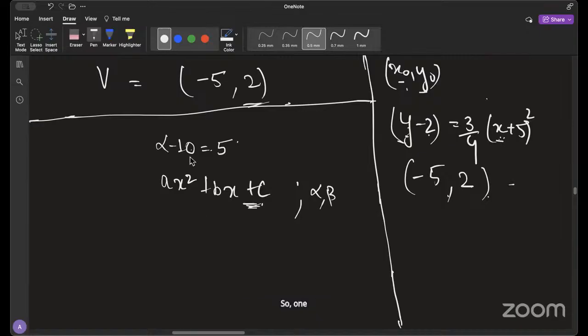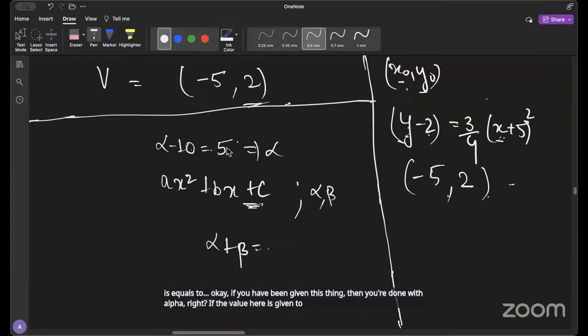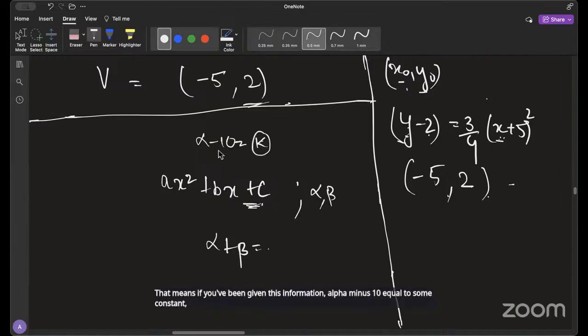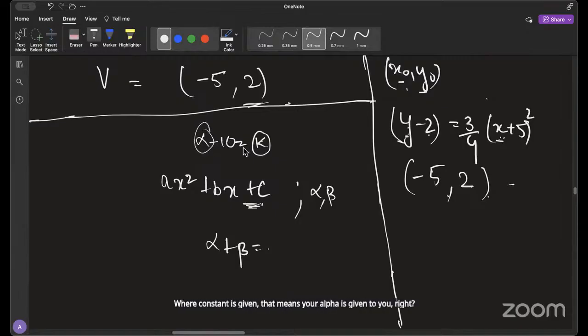We know that the sum of the roots alpha plus beta is equal to minus b by a. If you have been given this thing, then you're done with alpha, right? If the value here is given to you, then you can find alpha. So you already have one root. If you have been given alpha minus 10 equal to some constant, where the constant is given, that means your alpha is given to you, right?